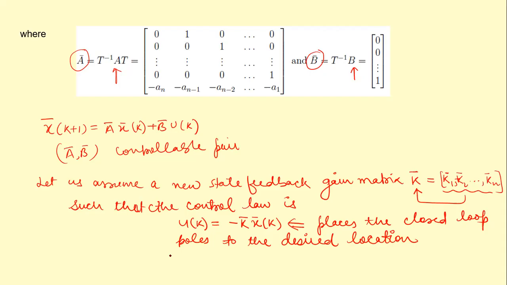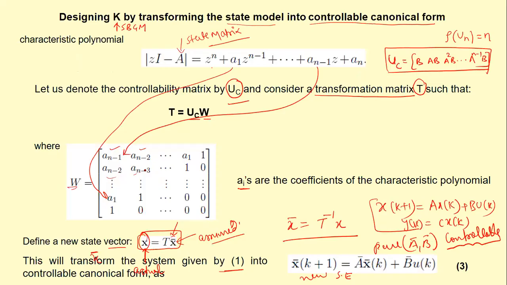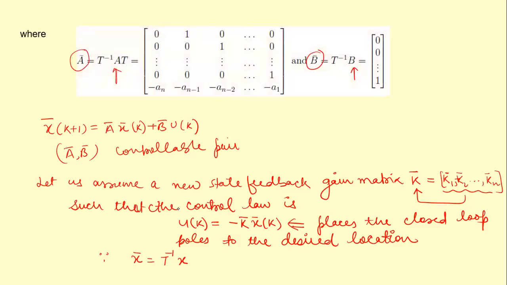Now because x bar is equal to T inverse x, because we assumed the new state here, okay, from this we can get x bar is equal to T inverse x. So we will put it here, right? So u_k will now be minus k bar T inverse x_k, right? So now this is also a control law, this is now the updated control law.